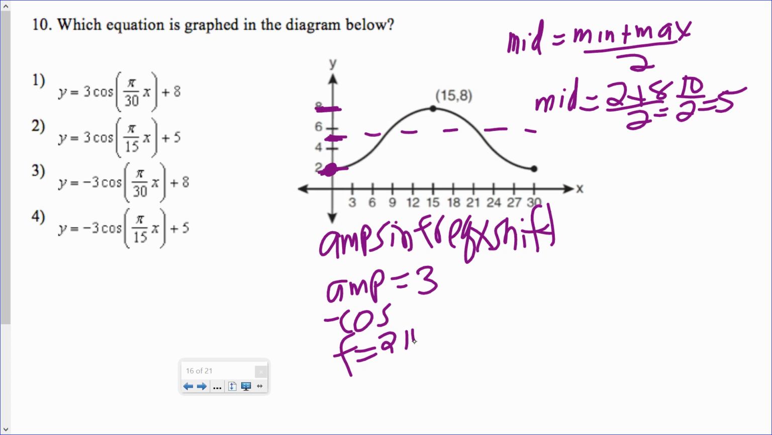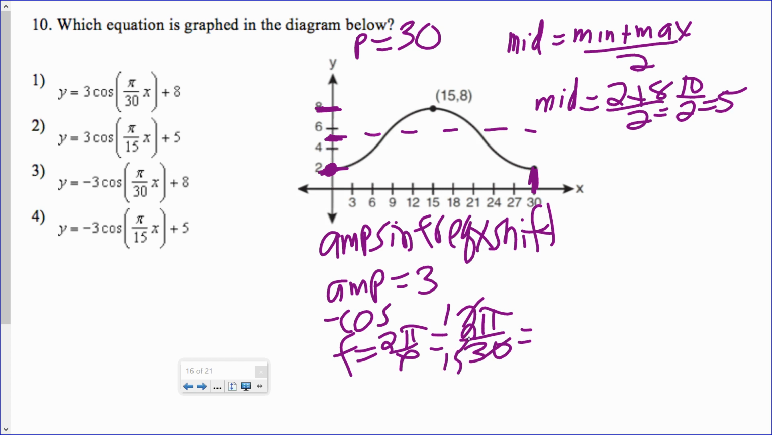Frequency is 2 pi over the period. So the period is how long it takes to complete one full cycle. Well, this is one full cycle. The period is 30. So the frequency is 2 pi over 30. Now all I can do is reduce that. 2 over 30 becomes 1 over 15. So I get pi over 15. So that's the only thing different for this example.